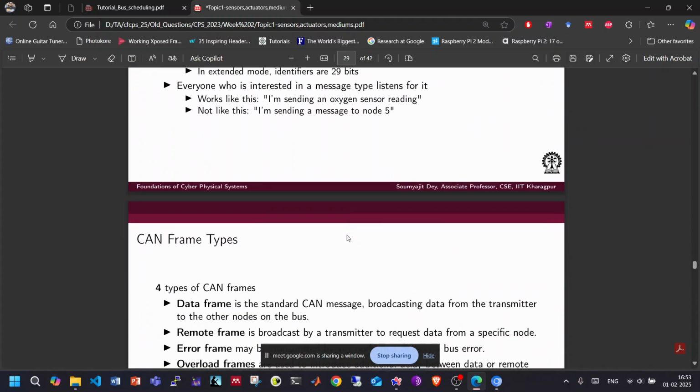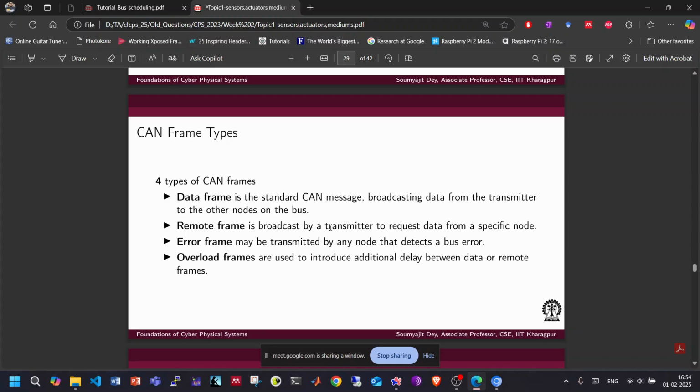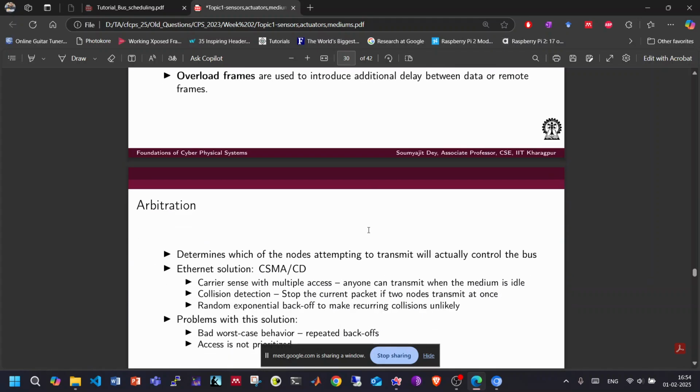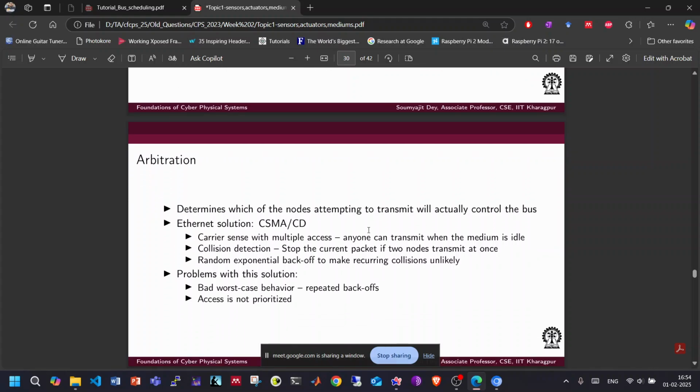The remote frame is there when the transmitter is requesting data from a specific node that does not have any data. The frame ends before the data, and the data field is not there basically. The error frame is something that only has certain error bits. We will come to that. And there are overload frames that basically introduce some delay. When there is an overload, it flags that. There are things like that.